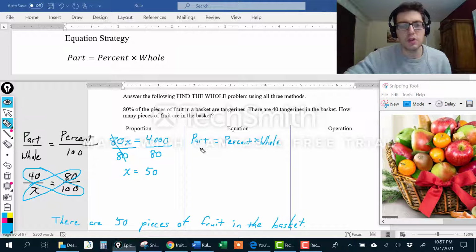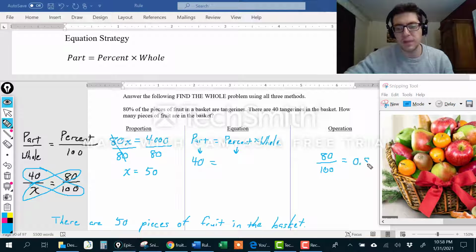Let's see here. So the 40 would go over here. The percent was 80%. Now, when you're using the equation strategy, you need to write the percent as a decimal. Now, 80% literally means 80 over 100, and 80 divided by 100 is 0.8. To divide something by 100, you just take the decimal point and move it 2 spaces to the left. So that would give us 0.8.